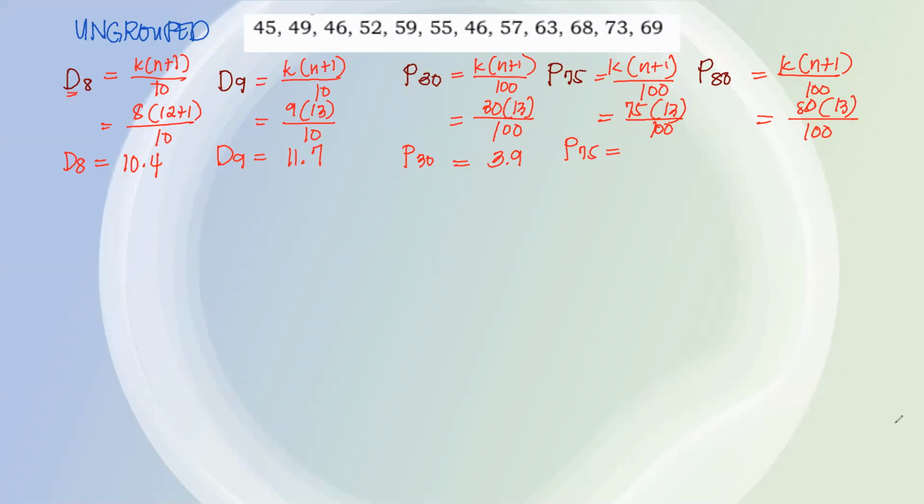9.75 po. 9.75. Okay. How about P sub 80? 10.4 po. 10.4.